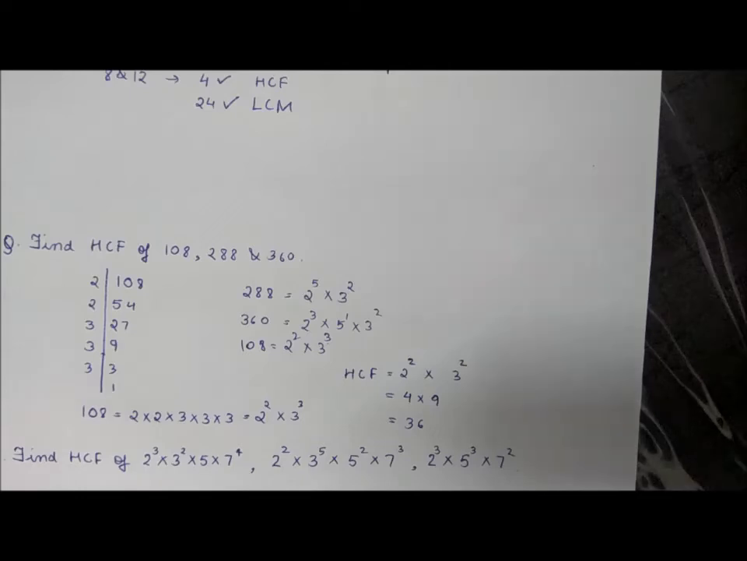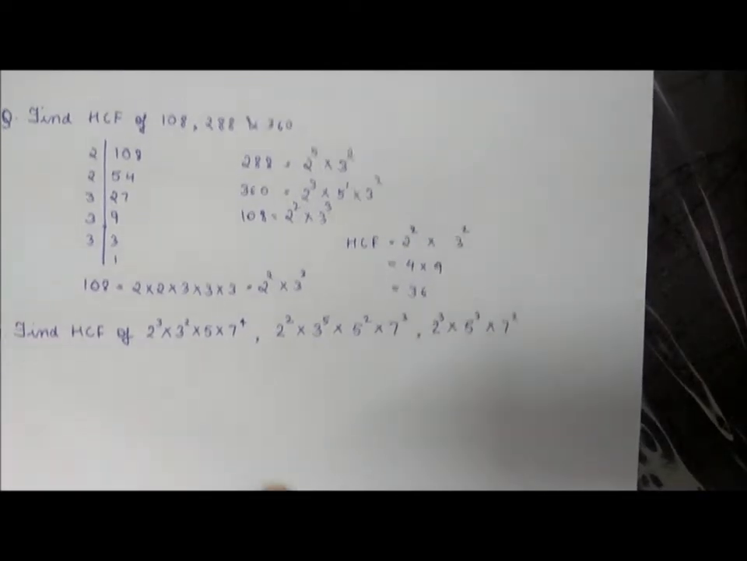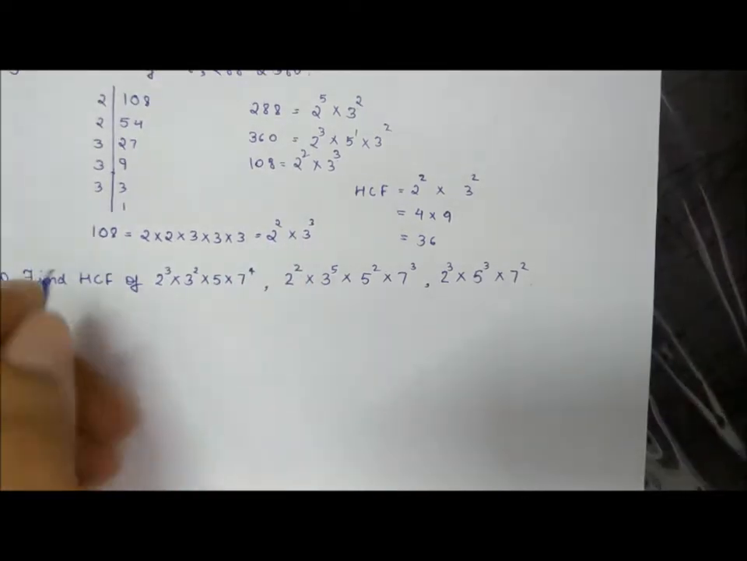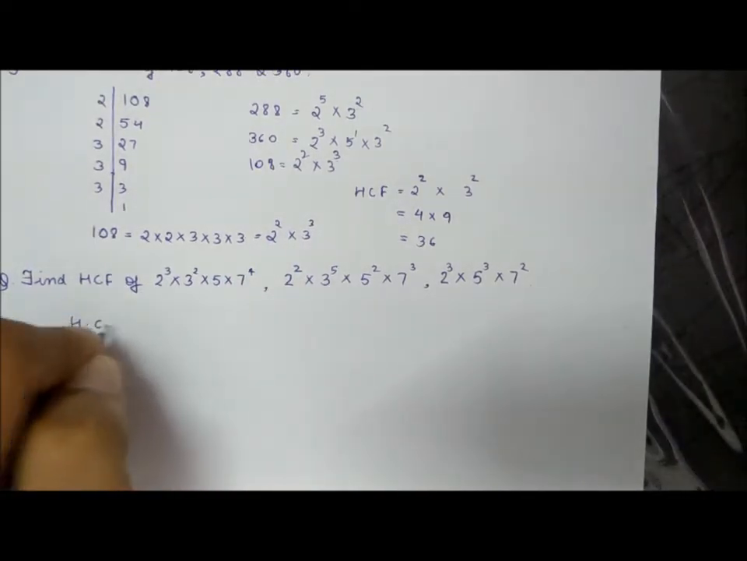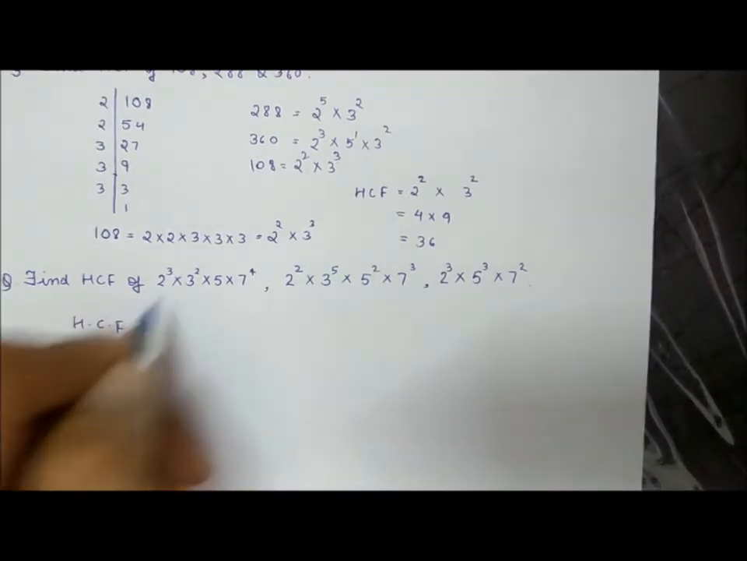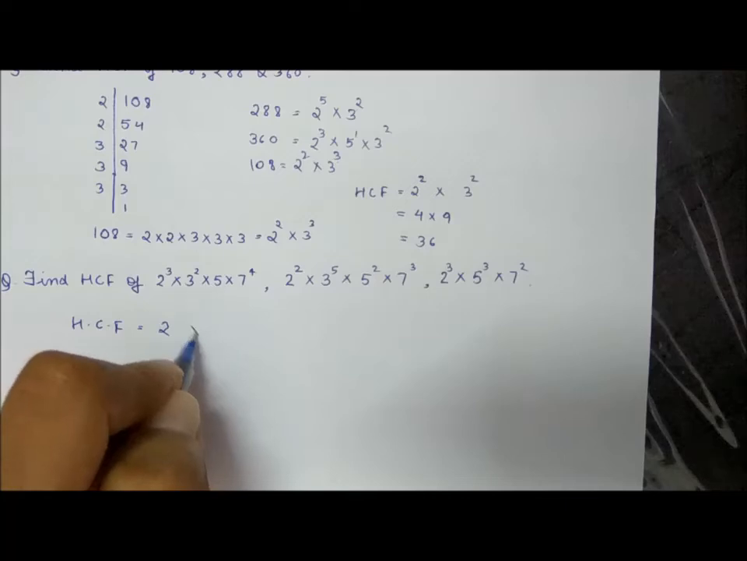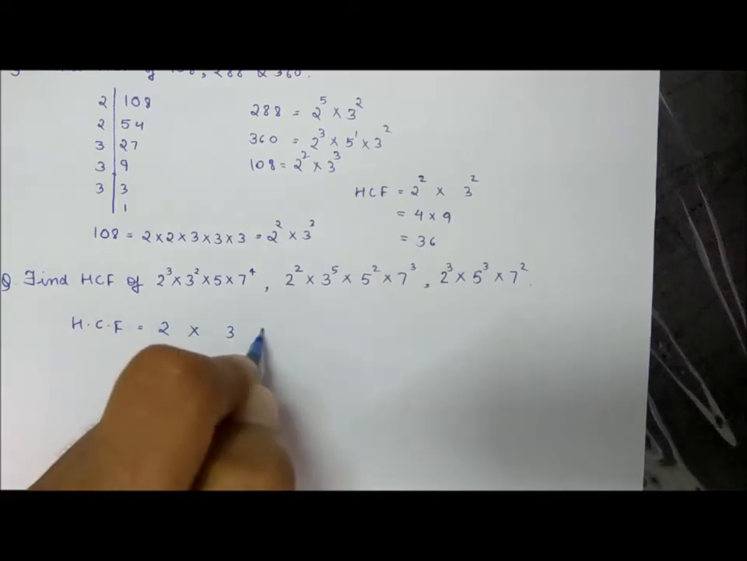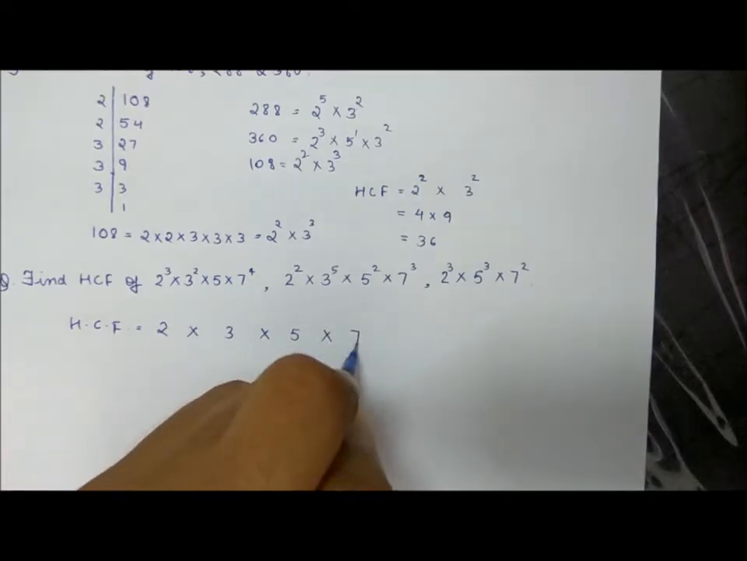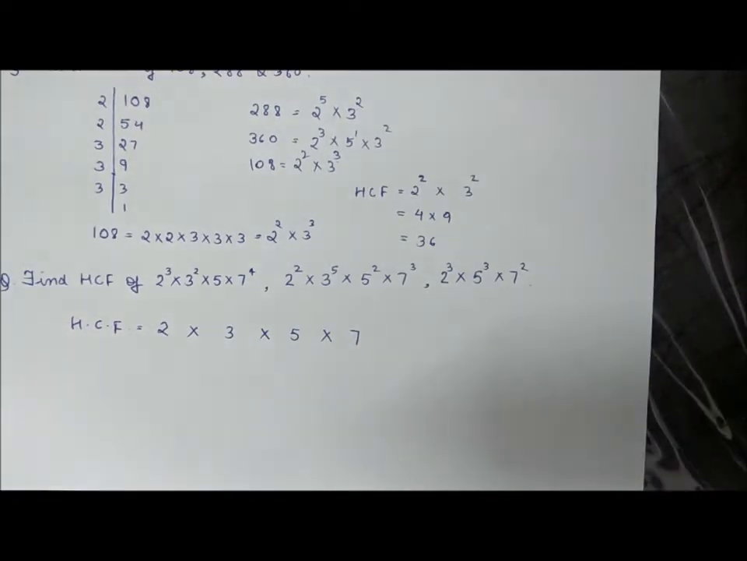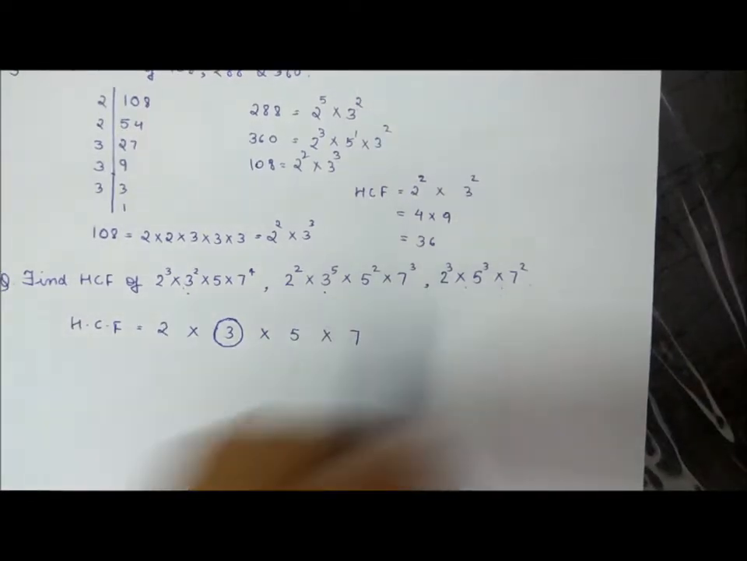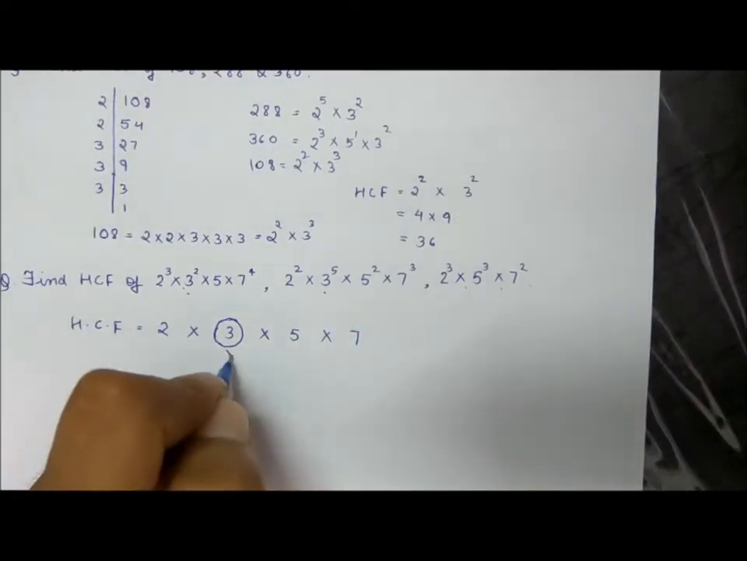Now find the HCF of the next numbers; we have studied this already, so this would be easier. The HCF would be directly equal to all the common factors. The factors over here are 2, 3, 5 and 7, but in this number 3 is coming, in this number 3 is coming, but 3 is not over here, so 3 is not counted.